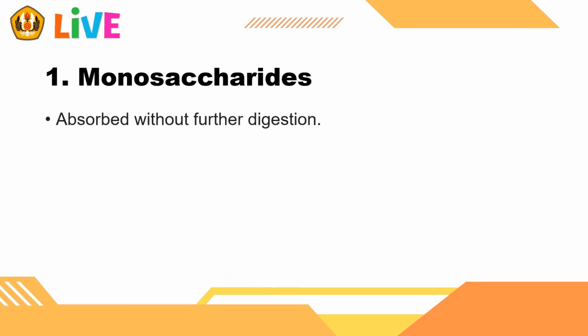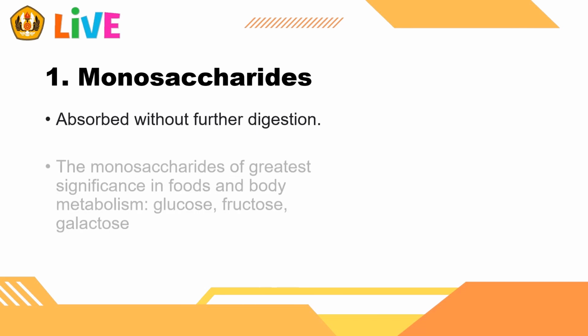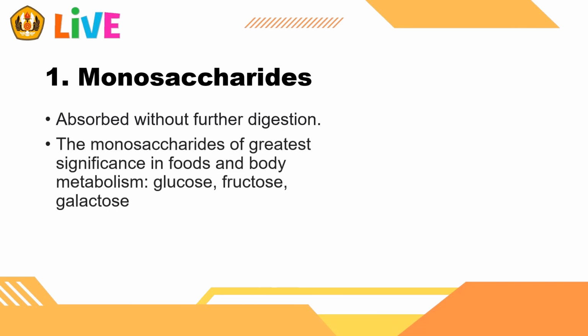Monosaccharides can be absorbed by our body without further digestion, so monosaccharides will not be broken down to be able to be utilized by our body. There are plenty of monosaccharides available, but the monosaccharides that have a greater significance in foods and our body metabolism are glucose, fructose, and galactose.